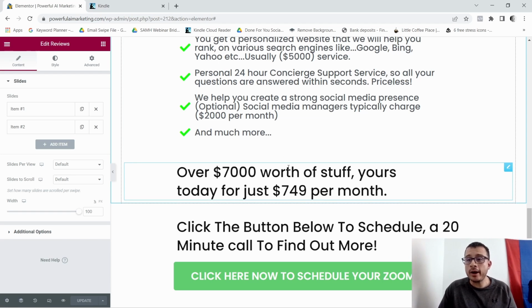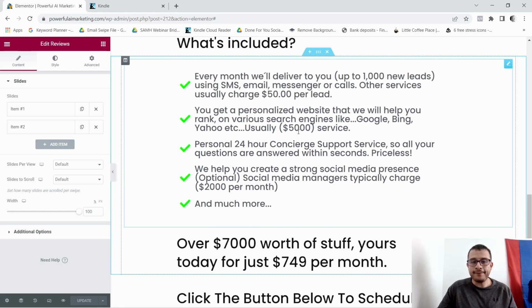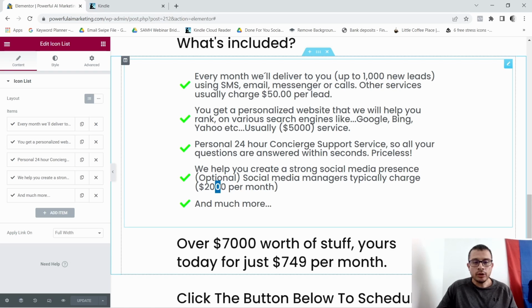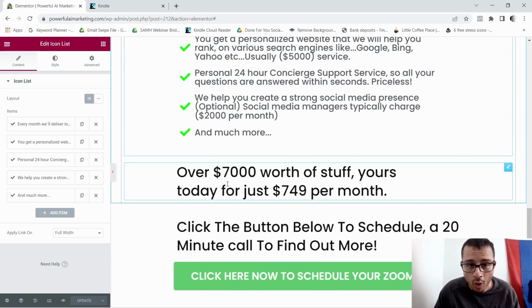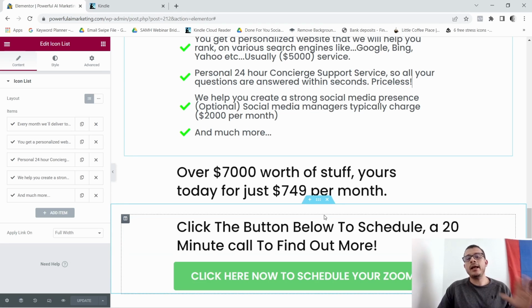Now here, this is where I pretty much sum up everything, and this is my way of summing it up, and then I just give them the price. So I'm telling them that they're gonna get over $7,000 worth of stuff, okay? Because if you add $5,000 here and $2,000 here, that's $7,000. Of course I didn't add in the personal 24-hour support, that's priceless, so obviously it can't be added in, but it's gonna be over $7,000, right? And I'm letting them know it's gonna be theirs for just $749 per month, okay? Again, this is something that I'm gonna be working on, but that's just to give you an idea of what you might wanna do here.